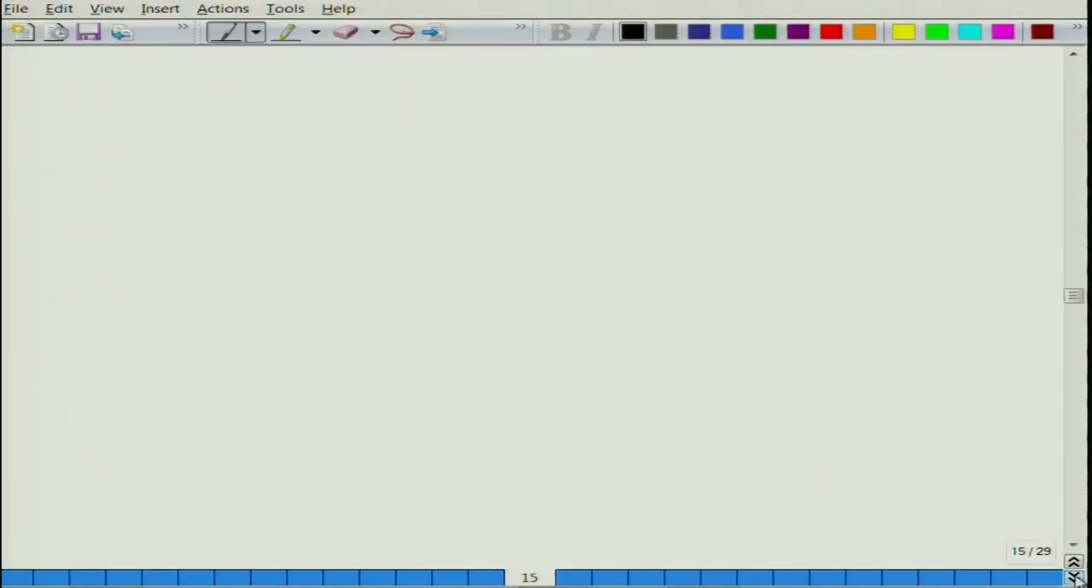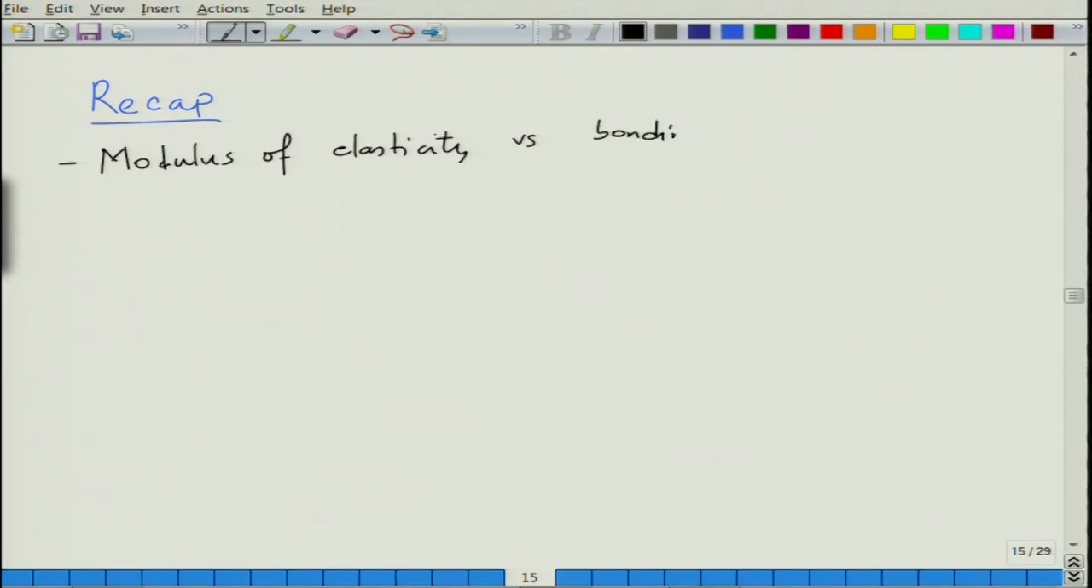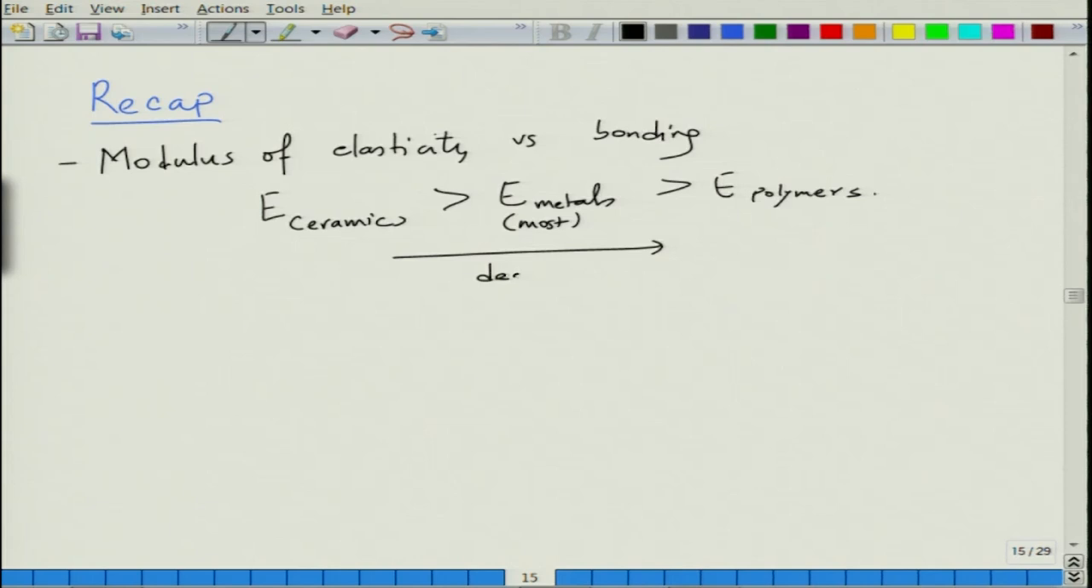So welcome again to the new lecture of this course, Property Materials. Let's just do a brief recap of last lecture's contents. In the last lecture, we looked at the values of modulus of elasticity versus bonding for different materials. So we saw that E of ceramics is generally higher than E of metals, most, okay, and this is higher than E of polymers, and this is basically related to decreasing bond energy, which is also manifested in decreasing melting point and coefficient of thermal expansion, okay.